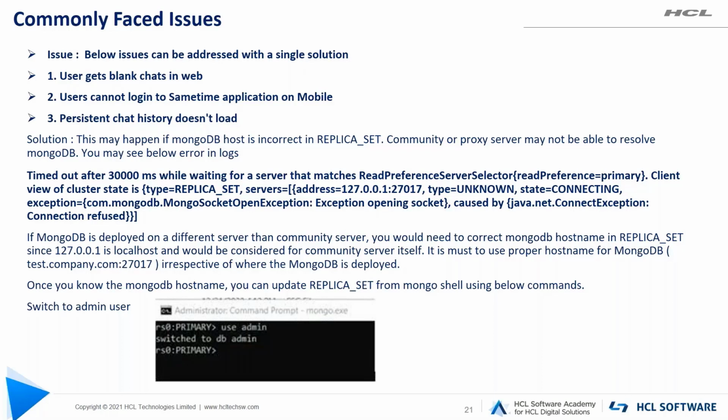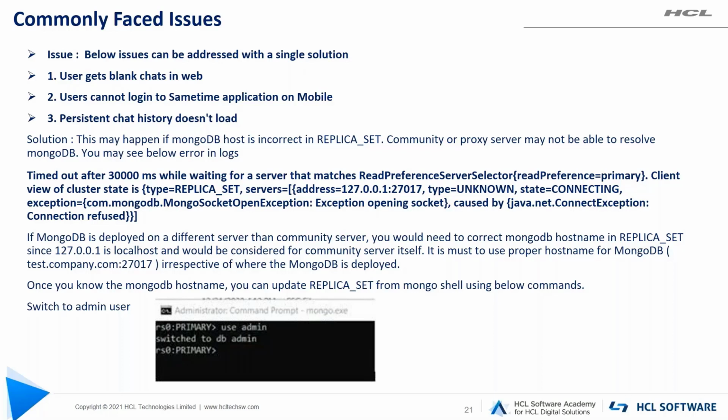So here is the first one. There are 3 different issues as listed here. First, users get blank chats in web. While doing a chat, you don't see the responses from the sender or receiver, so you see blank chats. The other issue is that users cannot log into the Sametime application on mobile. It takes longer than usual to log in, or sometimes it goes into a loop and you are never able to log into the application on the mobile device. The third issue is that persistent chat history doesn't load in the client, web, or any mobile devices.